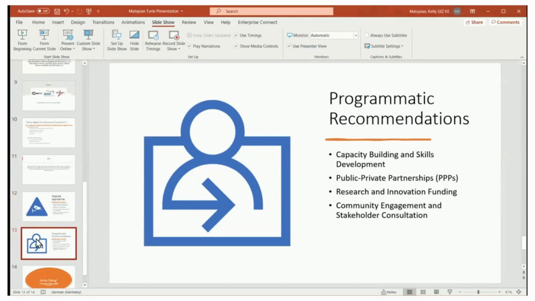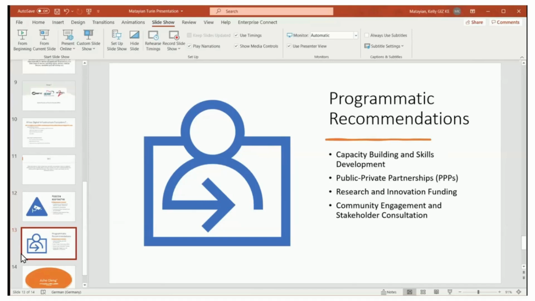On the programmatic level, it's very important that our key stakeholders operating within these systems start thinking about how best they could build the capacity and skills of key stakeholders in government, the private sector, and civil society, on how they could come together, develop this infrastructure, and the type of organizations that will manage this infrastructure.